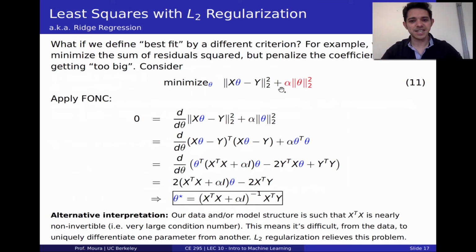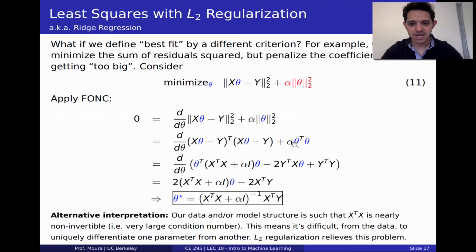Now, amazingly, the formula to solve this problem is also very simple. And we can go through this using the same technique by applying the first order necessary condition, where we take the derivative of the objective function with respect to theta, set it equal to 0. So here I'm taking the derivative of my entire objective function with respect to theta. Like before, I'm going to expand out the 2 norm. Then I'm going to expand out this multiplication using the FOIL technique.